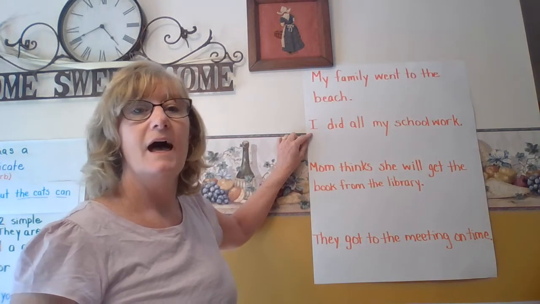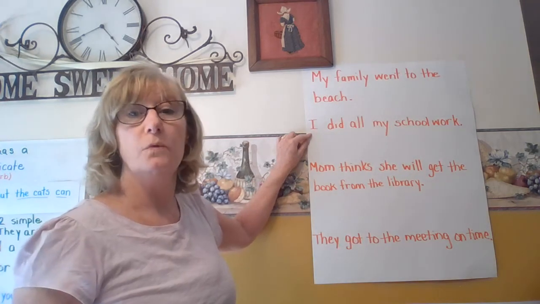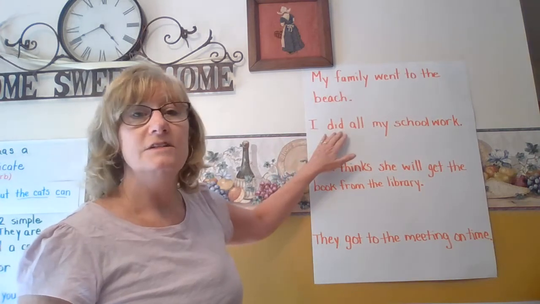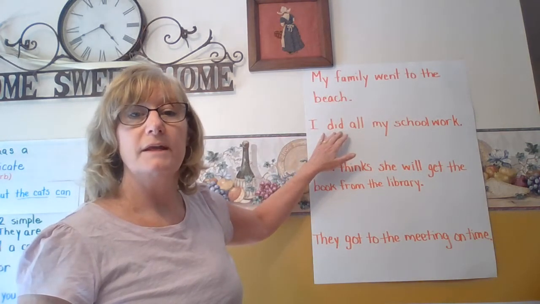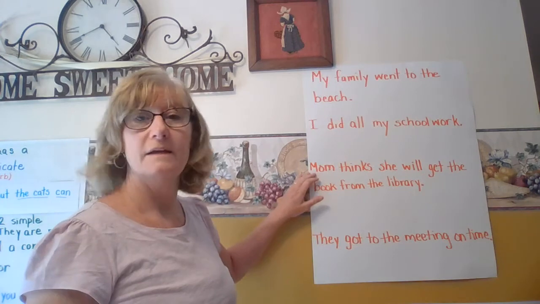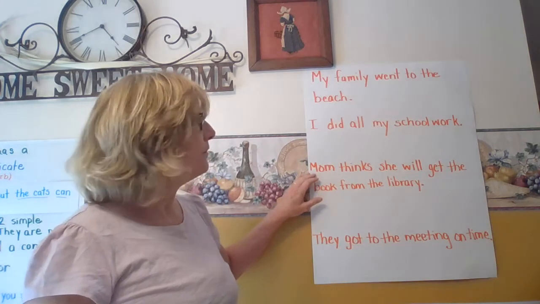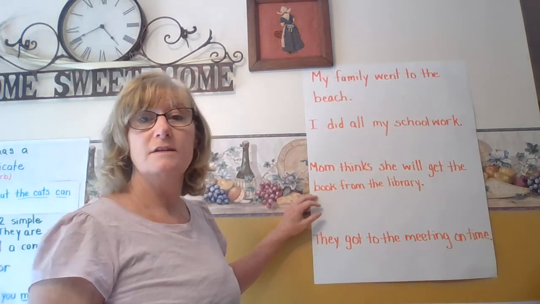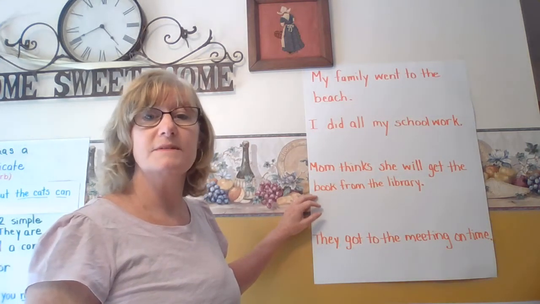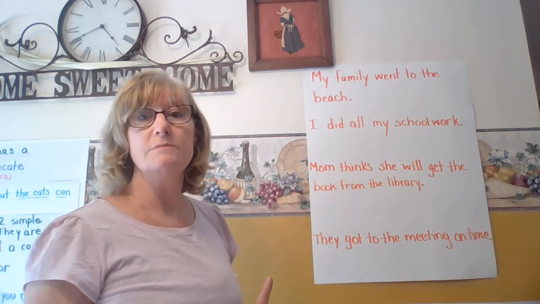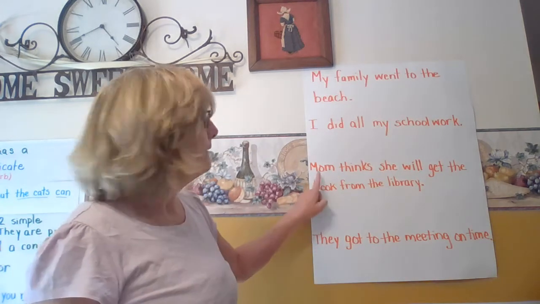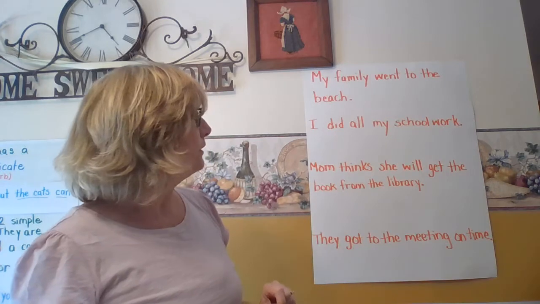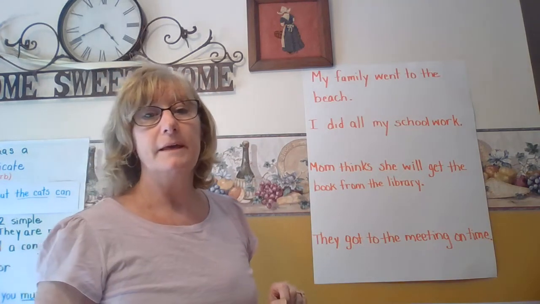Next sentence, I did all my schoolwork. I is the subject, did all my schoolwork is the predicate. Next sentence, Mom thinks she will get the book from the library. This is a pretty long sentence, but it's still only a simple sentence because there's just one subject and one predicate. Mom is the subject, thinks she will get the book from the library is the predicate.